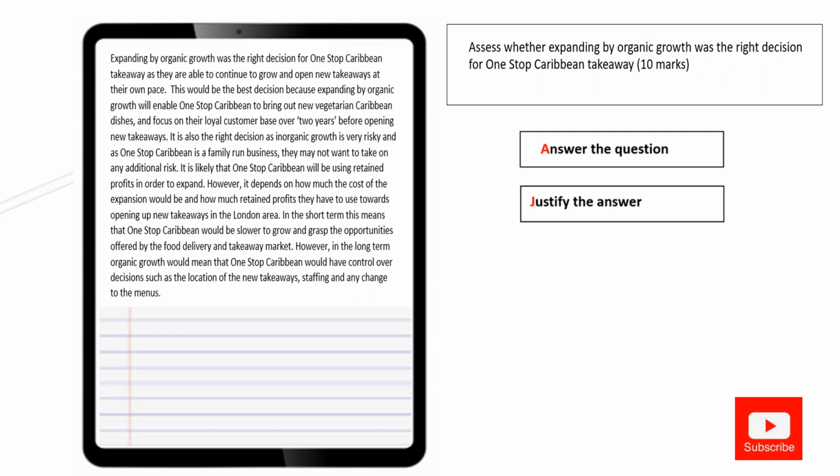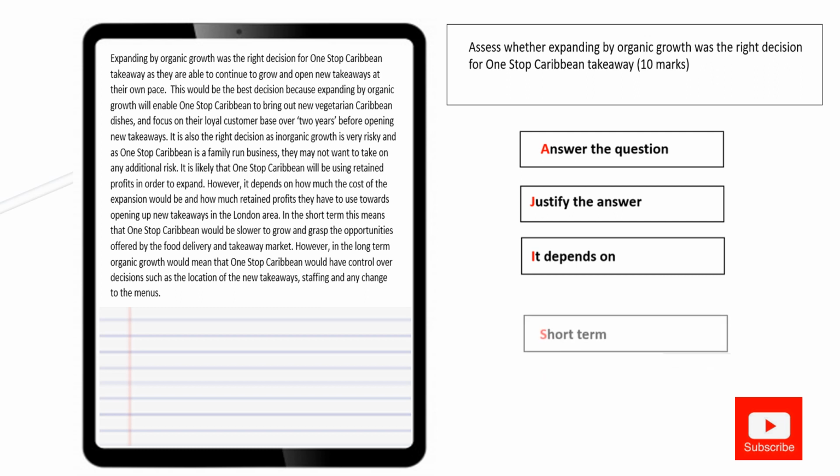It is likely that One Stop Caribbean will be using retained profits in order to expand. However, it depends on how much the cost of the expansion would be and how much retained profits that they have towards opening up new takeaways within the London area. In the short term, this means that One Stop Caribbean would be slower to grow and grasp the opportunities offered by the food and delivery takeaway market.